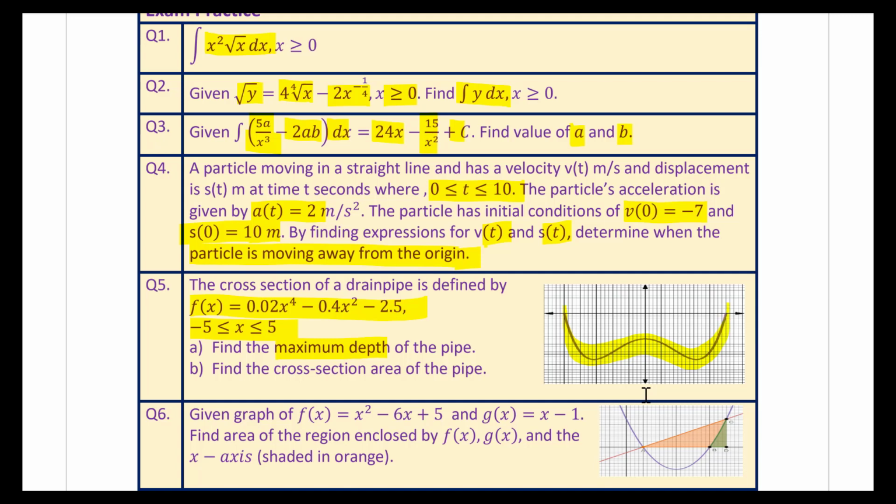Question number 6. Given the graph of f of x equals x squared minus 6x plus 5 and g of x equals x minus 1, find the area of the region enclosed by f of x and g of x and the x-axis, as shown in the orange shaded region. So these are the 6 questions for you. You can pause the video, answer these questions, and then look into the suggestions.